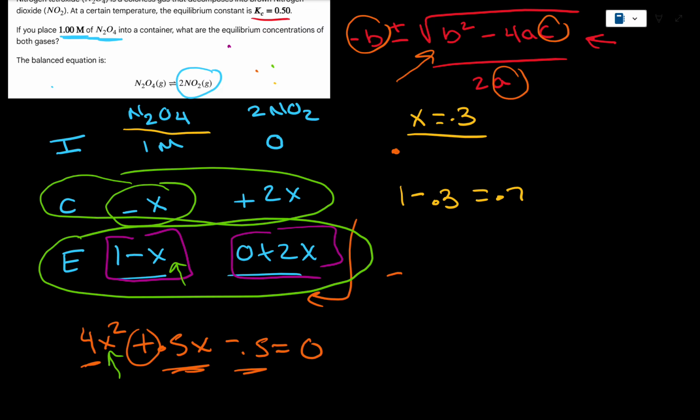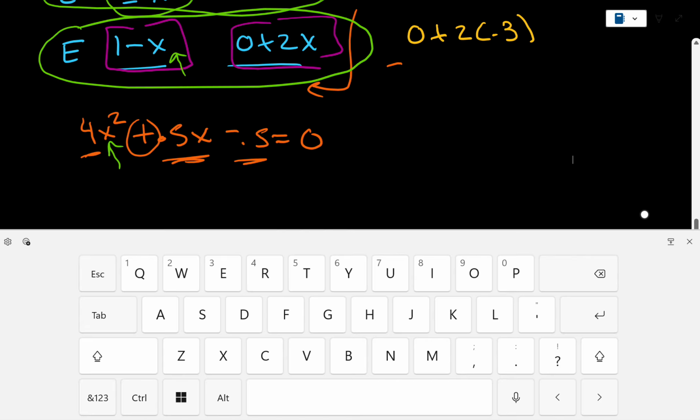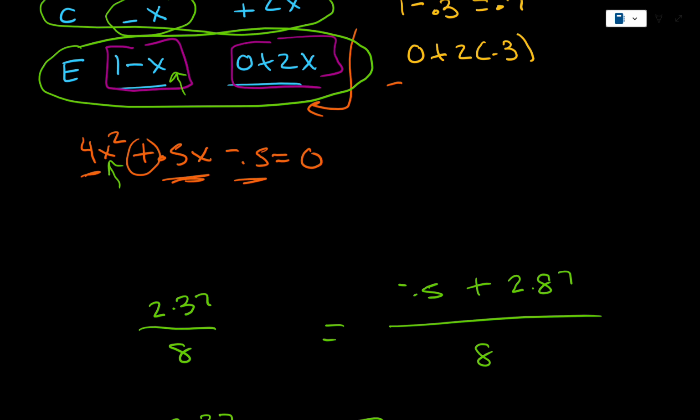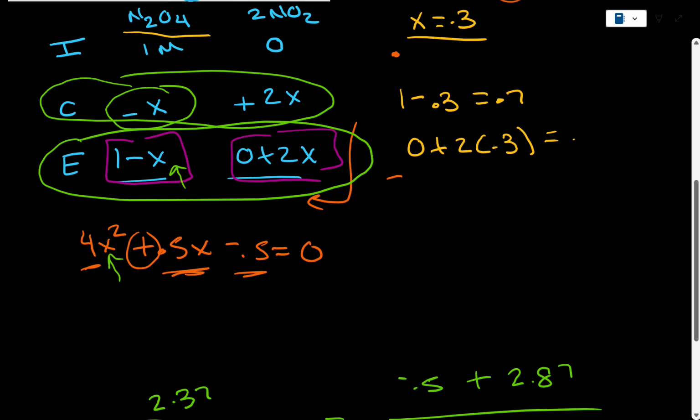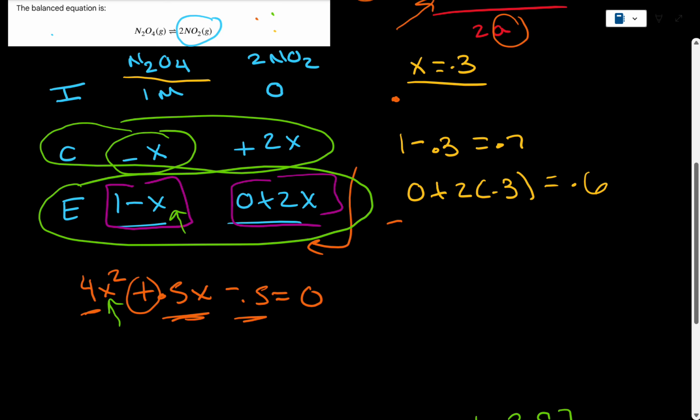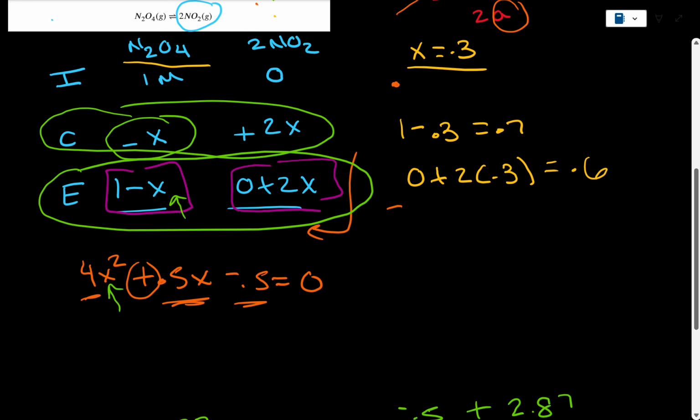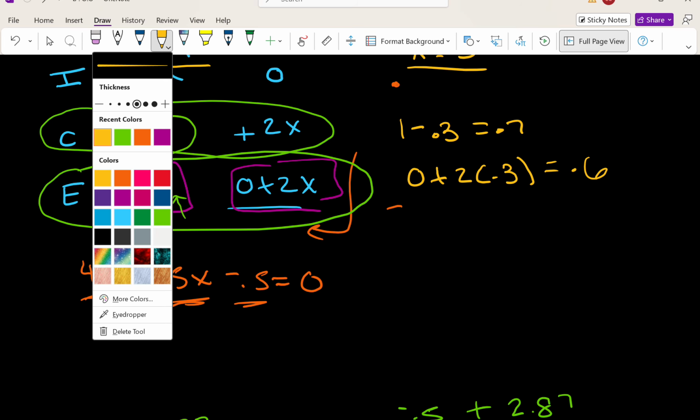Then we're going to do the same thing for 2NO2. We're going to put 0 plus 2 times 0.3, right? Because it's 0 plus 2x, and all we did was substitute the x for 0.3. And that's going to equal 0.6. So now we know we have everything. We just solved for everything. Change colors again. I like to make my screen look very colorful.